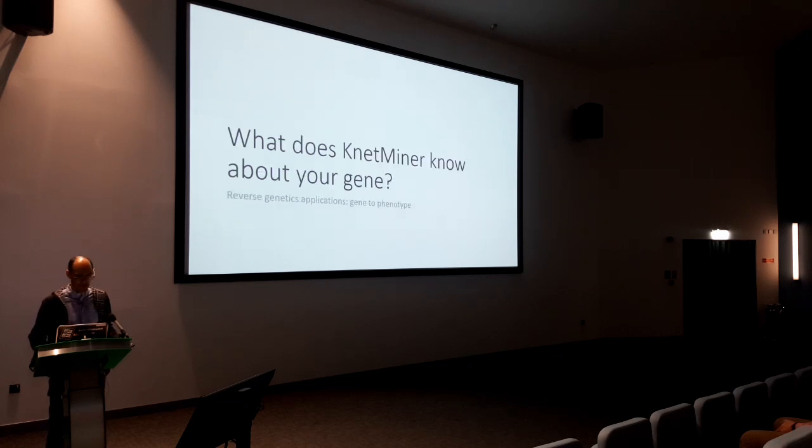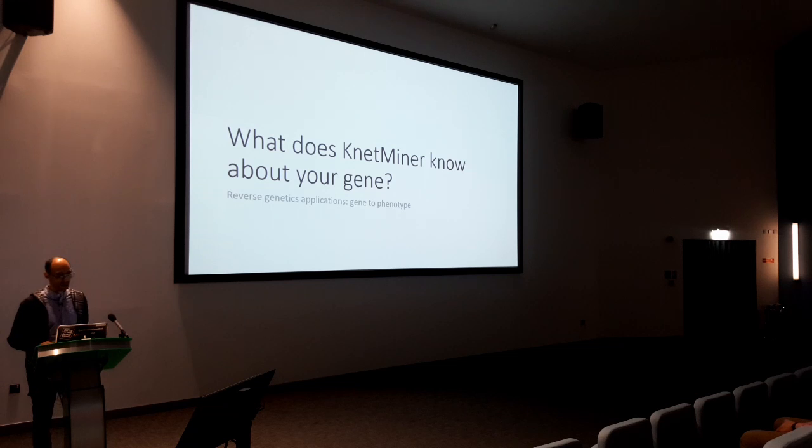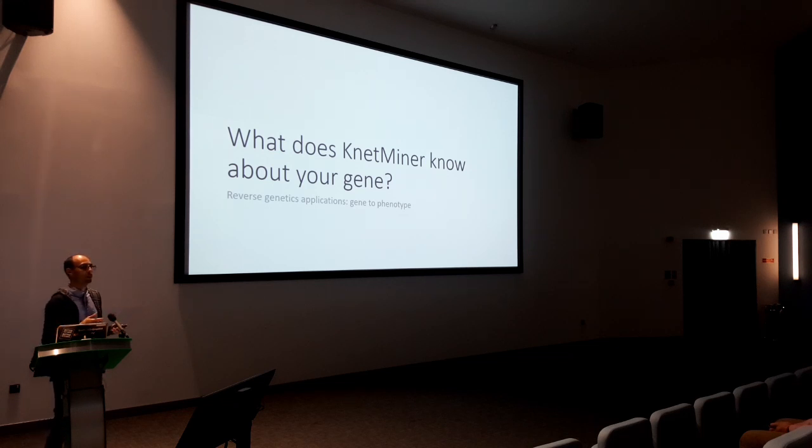All right, first one. So the first one is a simple use case. You've got a specific candidate gene and you want to know what does Netminer know about your gene. So think about it in a reverse genetics setting. You've got a gene and you want to see what sort of traits is it linked to using the Netminer knowledge graph.